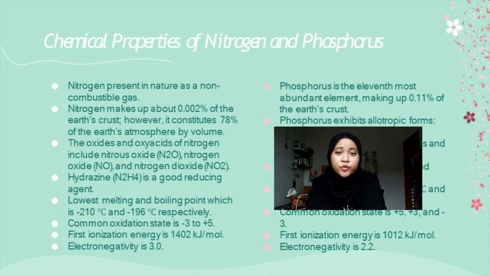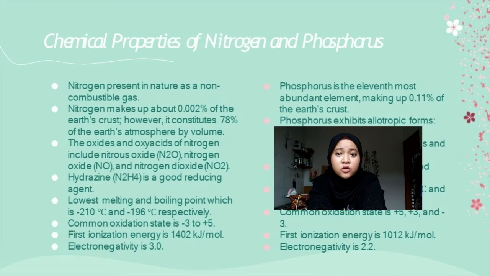Okay, so now I'm going to explain the chemical properties of nitrogen and phosphorus. On the left side of the slide are the chemical properties of nitrogen. First of all, nitrogen is present in nature as a gas. Nitrogen makes up about 0.002% of the Earth's crust. However, it constitutes 78% of the Earth's atmosphere by volume.